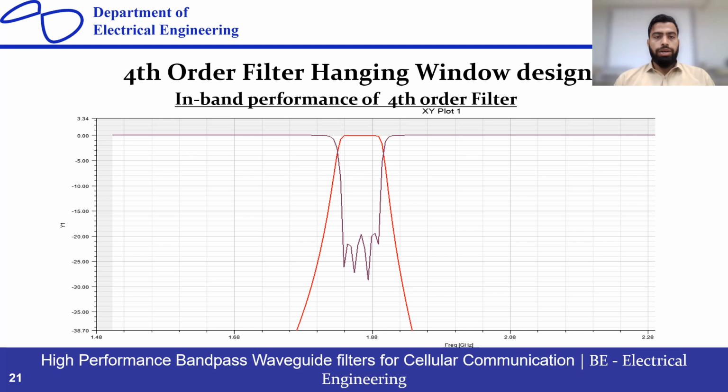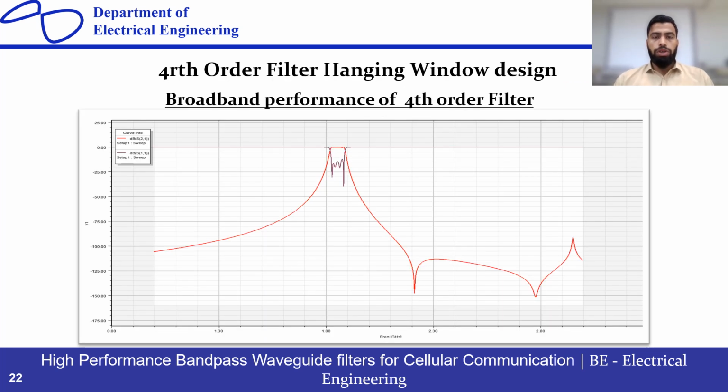Okay, so these are the S parameter XY plots of the HFSS software for this fourth order filter hanging windows design. The in-band performance of the fourth order filter is being shown in this graph, which clearly shows the resonating position of this filter, about 1.842 gigahertz.